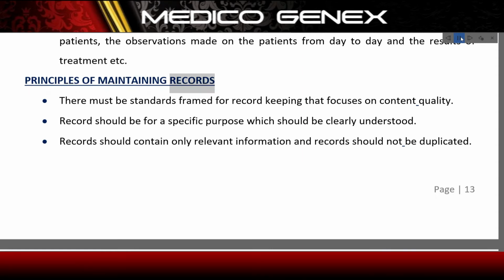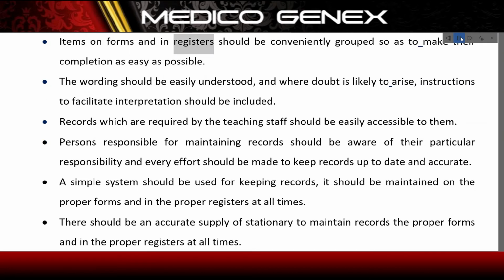Principles of maintaining records. There must be standards framed for record keeping that focuses on content quality. Records should be for a specific purpose which should be clearly understood. Records should contain only relevant information and records should not be duplicated. Items on forms and in registers should be conveniently grouped so as to make their completion as easy as possible. The wording should be easily understood, and where doubt is likely to arise, instructions to facilitate interpretation should be included.